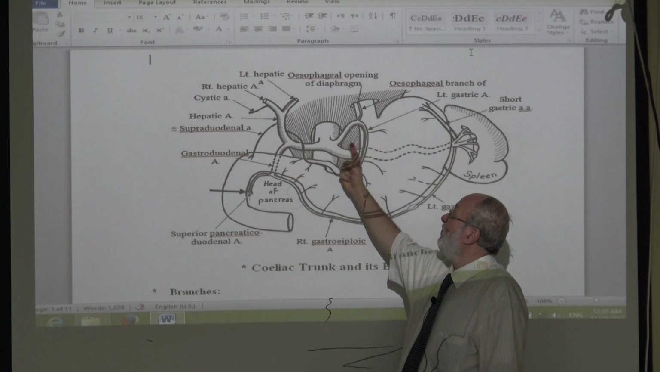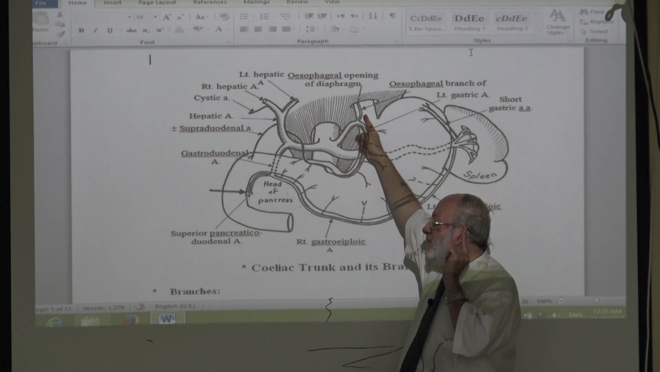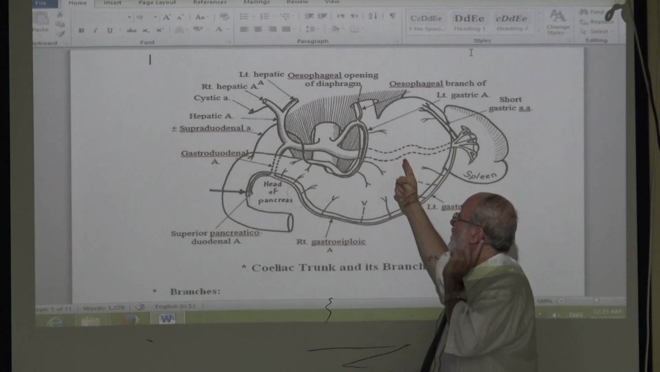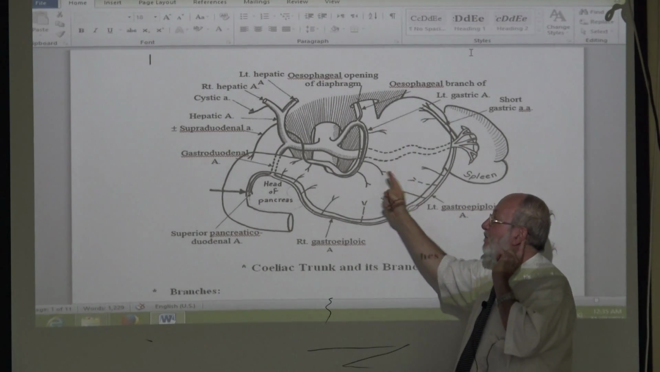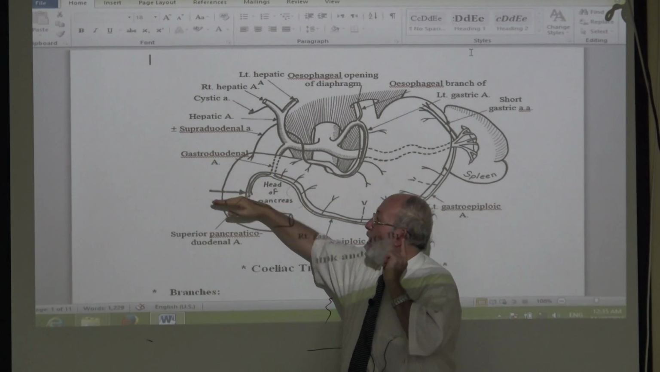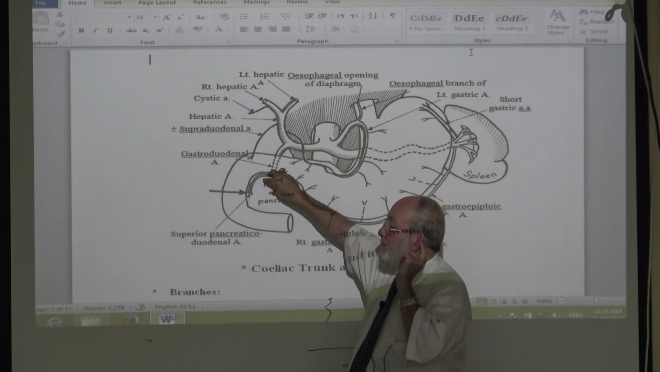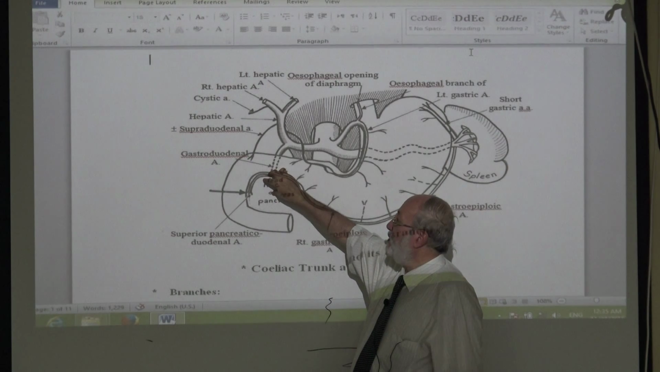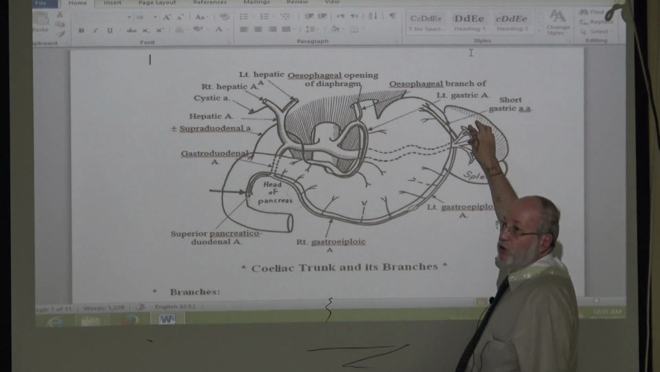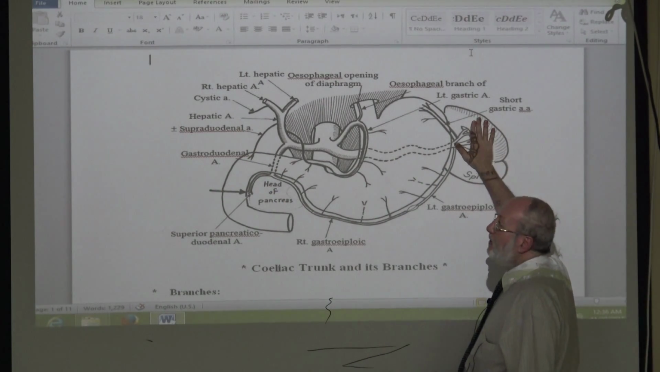Again, abdominal part of the esophagus, stomach, upper half of the duodenum to the ampulla of Vater, upper half of the head of the pancreas, neck, body, tail, spleen, liver.